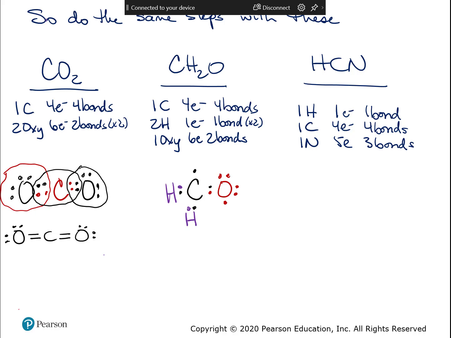Now I'm done. I've added everything and I still have unpaired electrons. So see the single dots? Those are going to move where? Between carbon and oxygen. They get moved. Can they get put between carbon and hydrogen? No, because carbon and hydrogen are only ever going to have a single bond, 2 electrons. So the only option is to move them between carbon and oxygen.